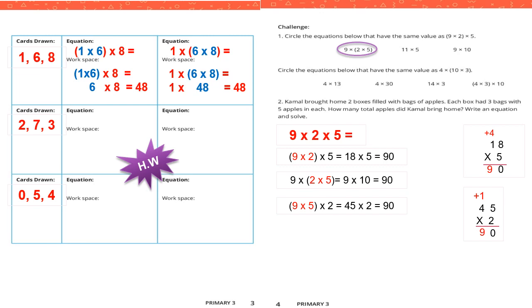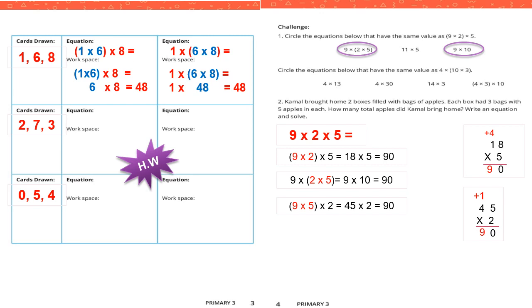The third choice is 9 times 10. 9 times 10 is the same? Yes, yes, because 2 times 5 equals 10. If he multiplied 2 and 5 equals 10, then we can multiply by 9. So it's a correct choice.